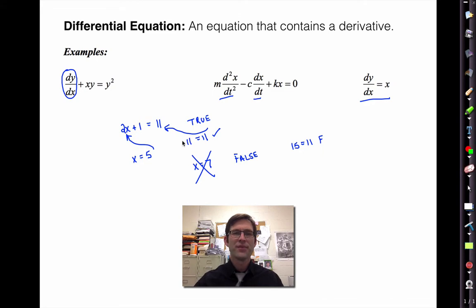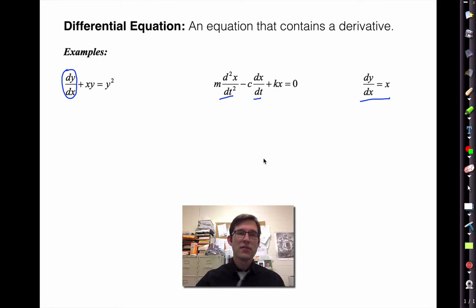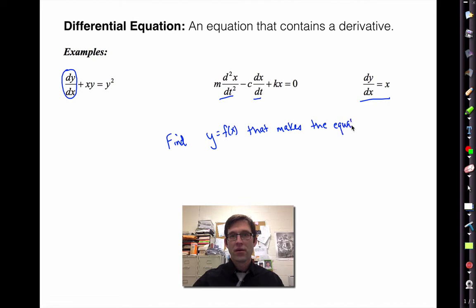That's simple enough. So what does it actually mean for us to solve a differential equation? Well, we're going to find y equals f of x, some function that makes the equation true. So no different than when we solve a normal equation. Well, a little different, but it's the same idea.